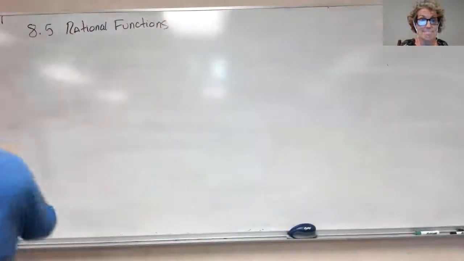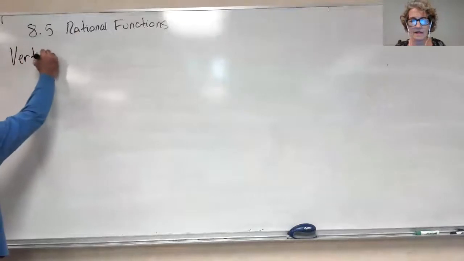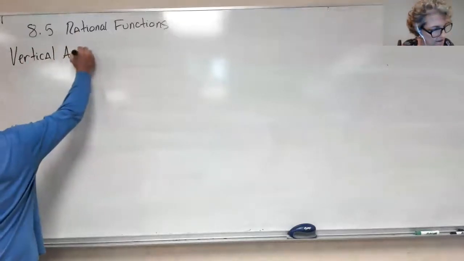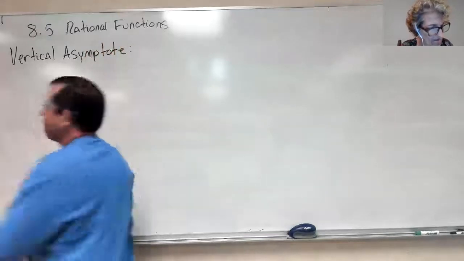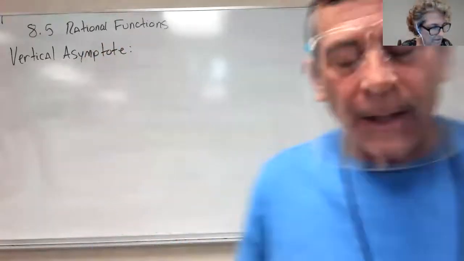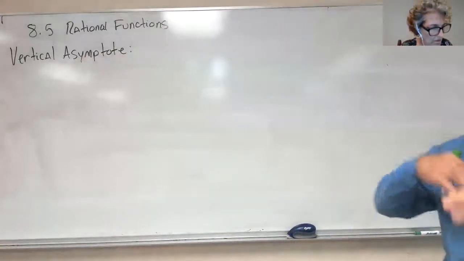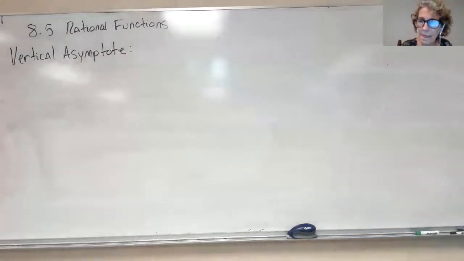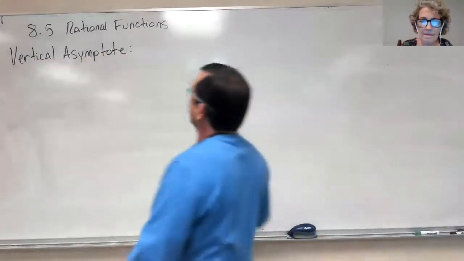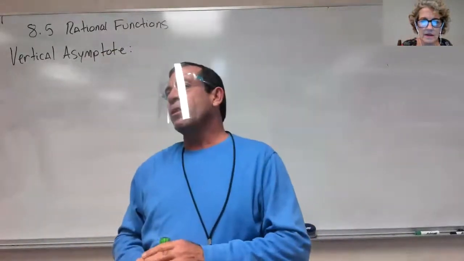Asymptotes. I'll write that up here. So we got a vertical asymptote. And then we'll have what we call horizontal asymptotes also. There is an oblique asymptote, but we don't do them in this class. So let's describe a vertical asymptote.